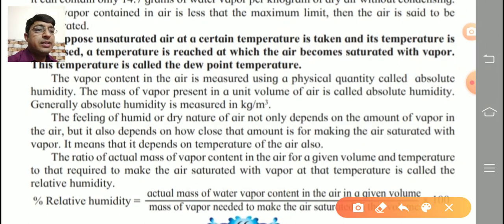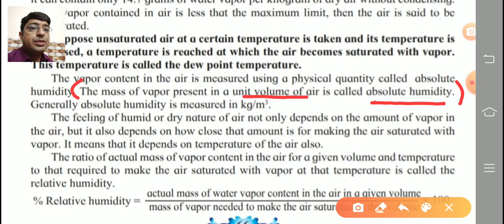Next definition, define absolute humidity. The vapor content in the air is measured using a physical quantity called absolute humidity. So mark the definition from here. The mass of vapor present in unit volume of air is called absolute humidity. Generally, absolute humidity is measured in kilogram per meter cube. What is the unit? Kilogram per meter cube.